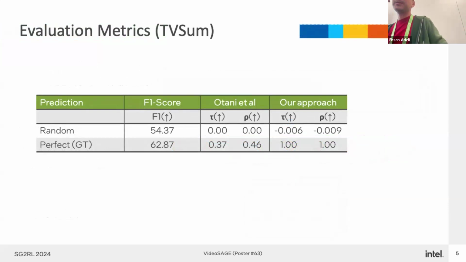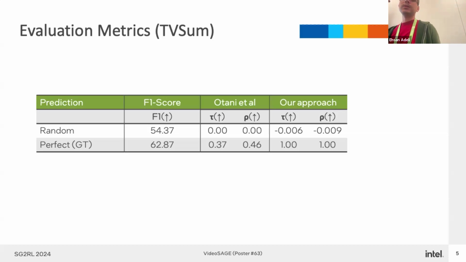The first one is the F1 score, and the second, Kendall tau and Spearman rho, are correlation metrics. It has been proven by Otani et al. that correlation metrics are better for evaluation of these summarization tasks than the F1 score. However, many state-of-the-art methods are still using the F1 score.